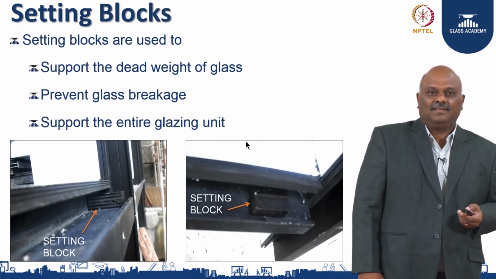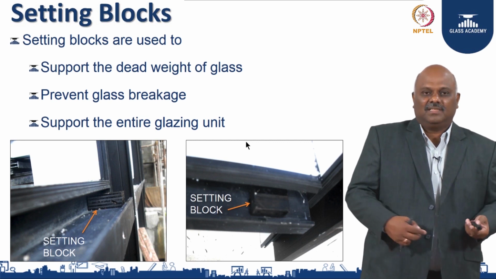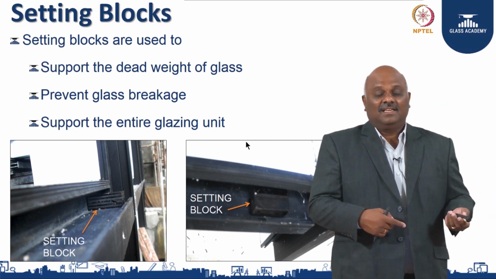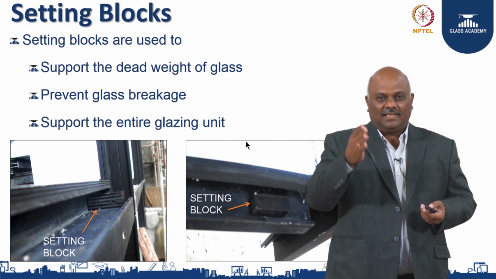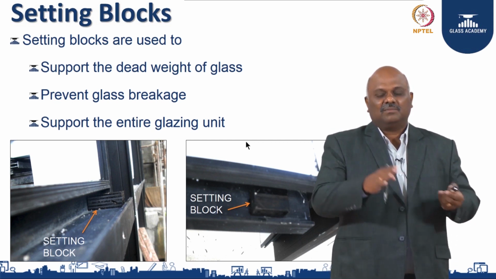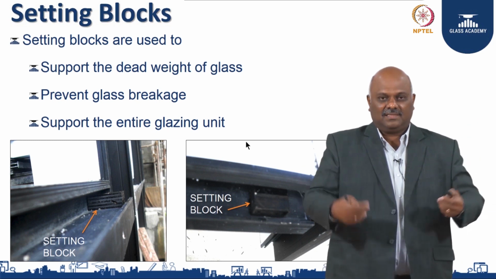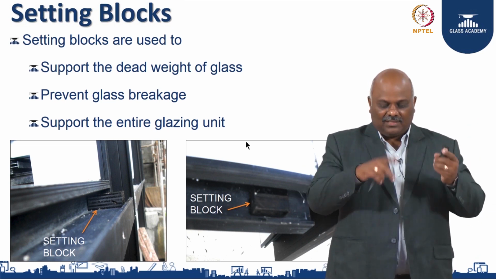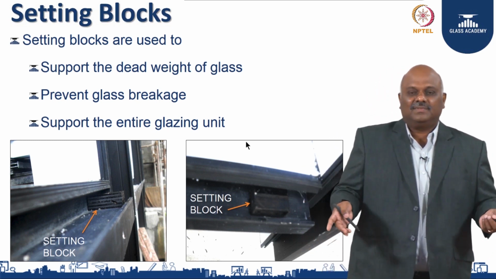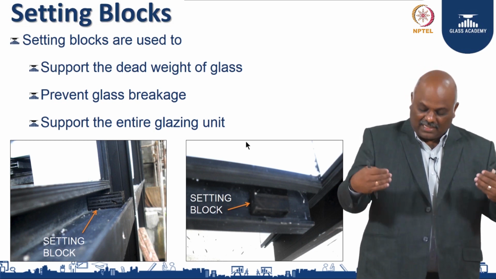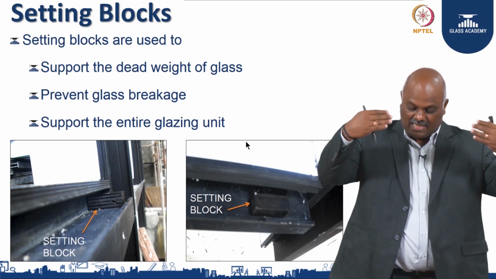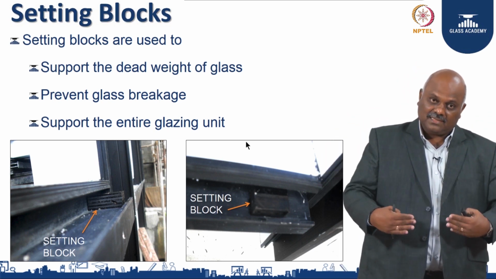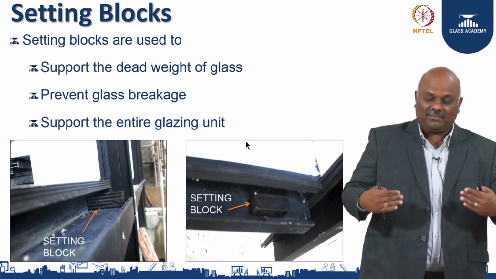Setting block. Again, this is a form of rubber made out of EPDM. As I said, here the Shore hardness has to be higher, because the dead weight of the glass has to be transferred back to the frame. Say for example, I have a glass in the frame, I have to transfer that weight back to the frame. How do I do that? I use a setting block. Setting blocks are kept at 1/3 or 1/4 points and at both sides, then you leave the glass, and the dead load will sit onto this EPDM.